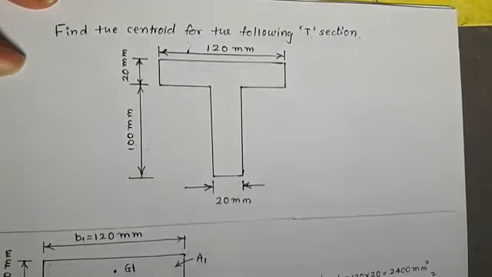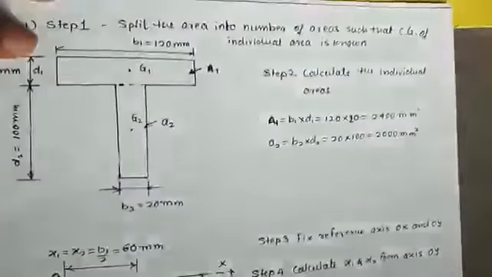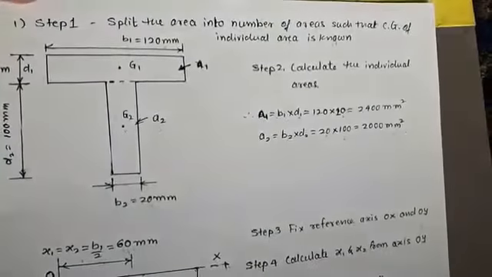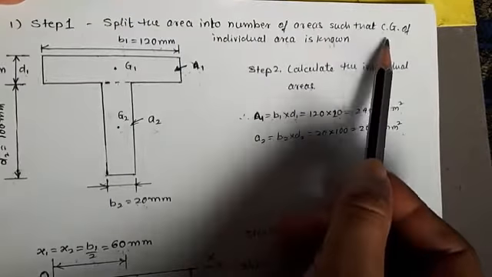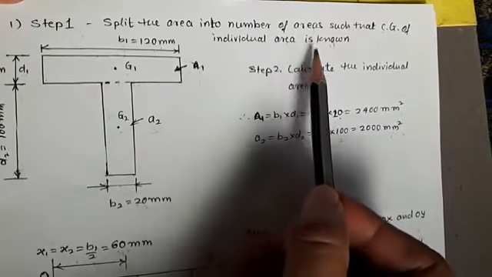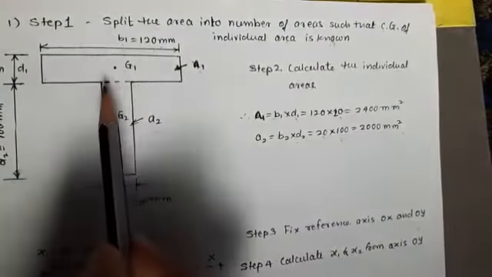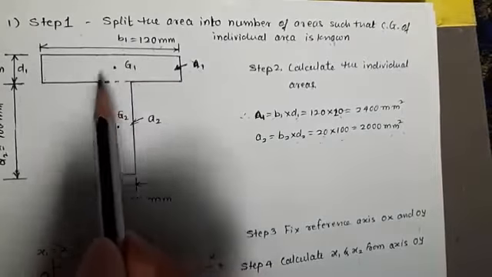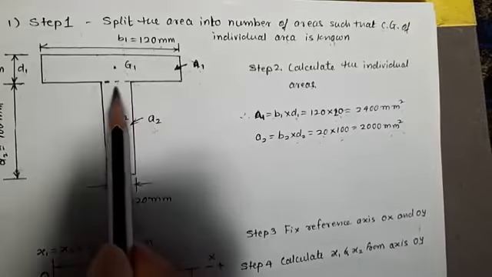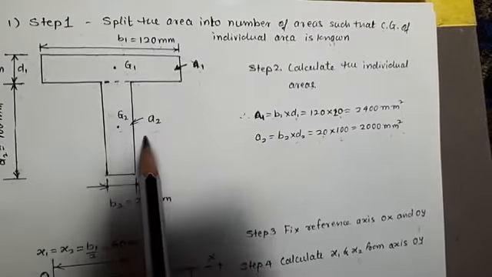Now let us come to our problem of calculating the centroid for the T section. This is a T section. What we do here is, the first step is we split the area into a number of areas such that the CG of each individual area is known to us. So here I am splitting the area. This top horizontal rectangle is the flange, and this vertical one is the web. So I have split it into two areas, A1 and A2.